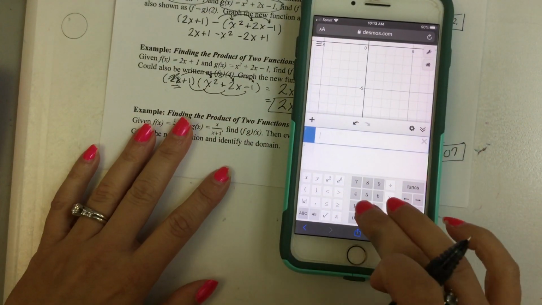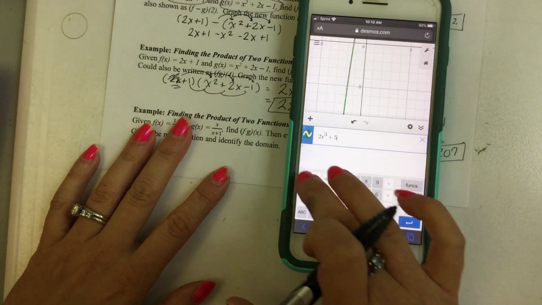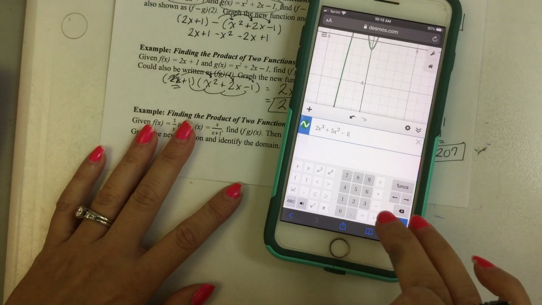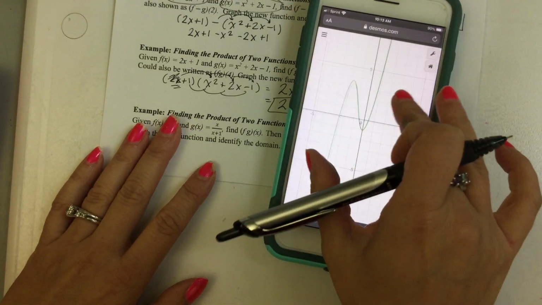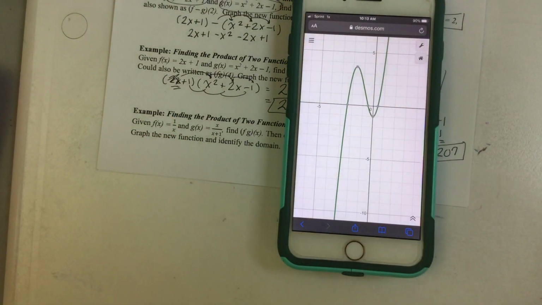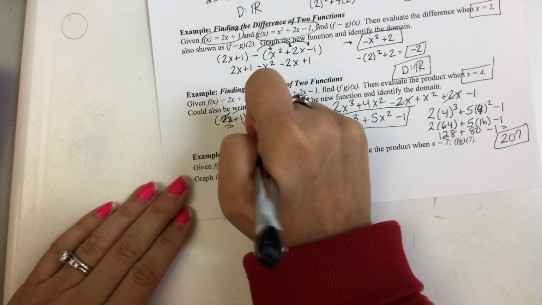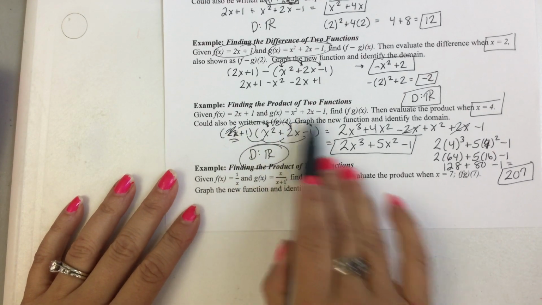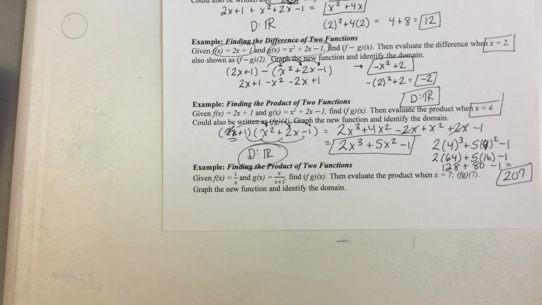This time I have 2x to the power of 3 plus 5x squared minus 1. Okay, so this is a cubic function. Again, notice this goes forever and ever to the right. This goes forever and ever to the left. There are no breaks going side to side when we're looking at the domain. So again, this is a case where our domain is all real numbers, which makes sense because the two functions that we multiplied together to get this function also had a domain of all real numbers.